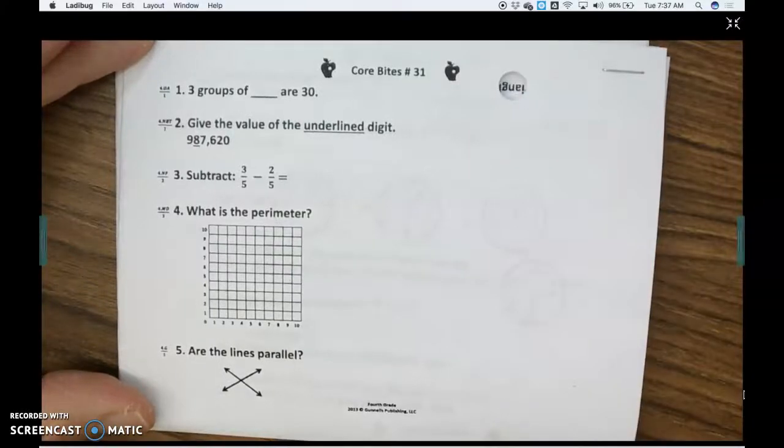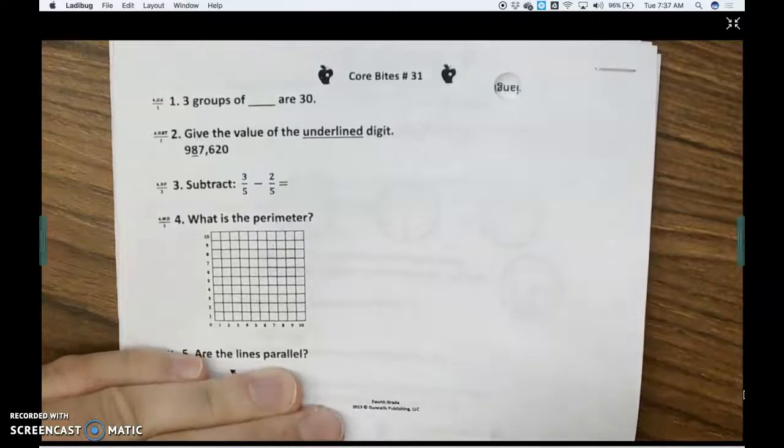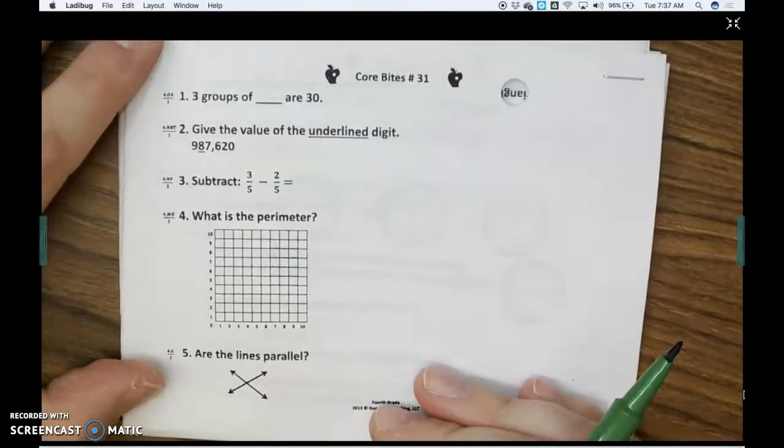All right, everybody, here is your Core Bites number 31 for your daily activities. So make sure you make your corrections and let us know if you have any questions about these math problems.